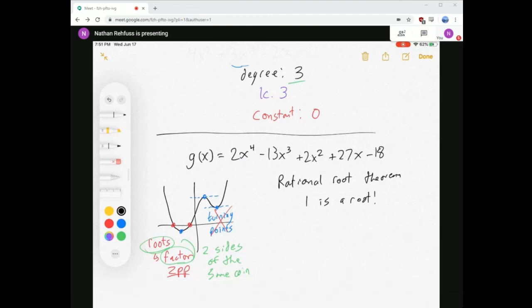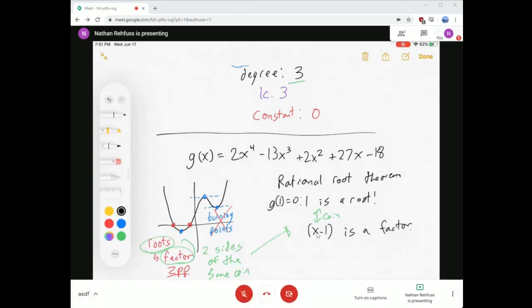So if 1 is a root, here's what I mean by two sides of the same coin. Saying 1 is a root because g of 1 equals 0 is exactly the same, flipping over the coin, as saying x minus 1 is a factor. Because the zero product property says that if this guy is a factor and the thing is 0, then 1 minus 1 makes 1 a root. To make the whole thing 0, you have to make one of the factors 0. So this is the factor that corresponds to the root 1. Roots and factors always go together just like that. The factor is whatever thing makes your root 0.